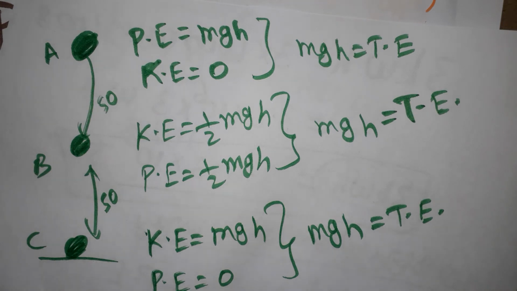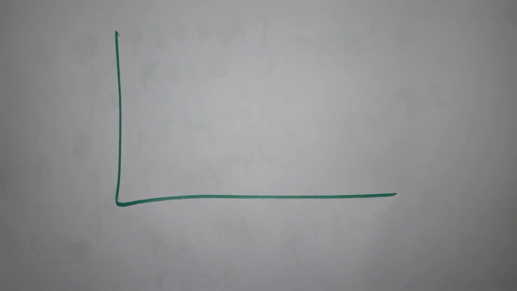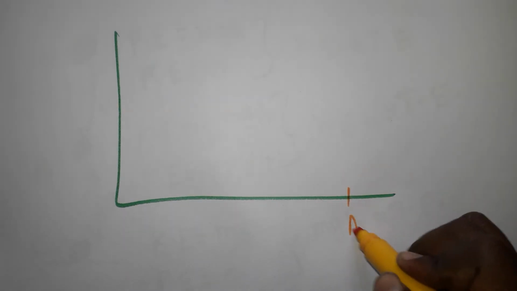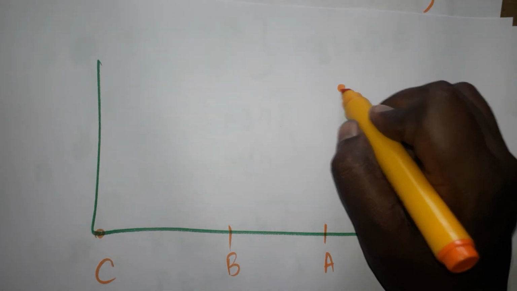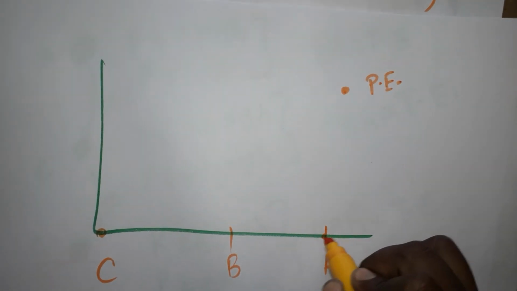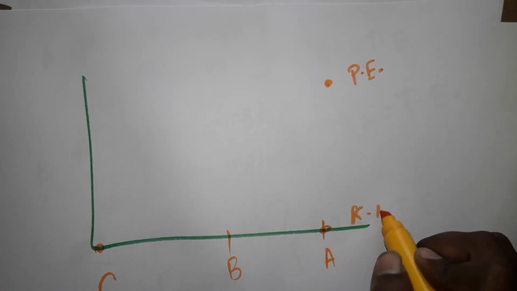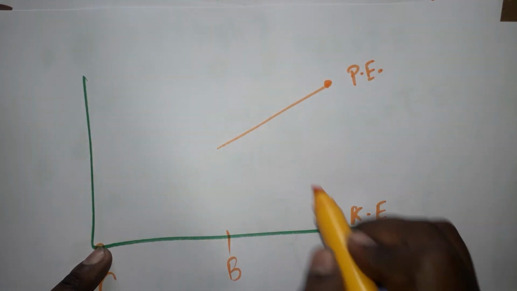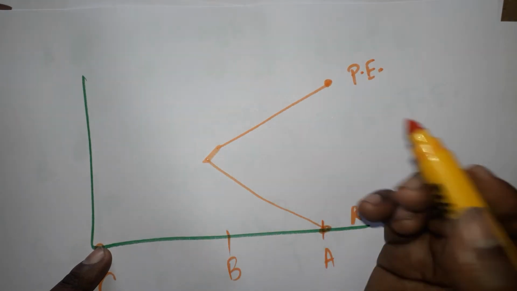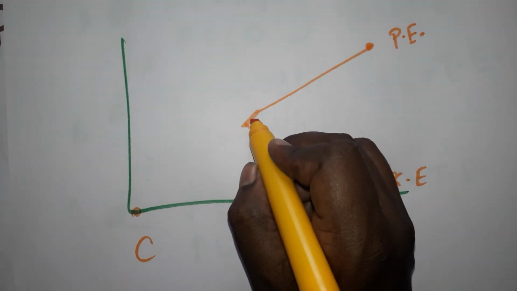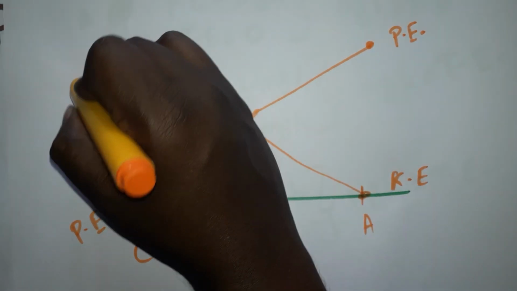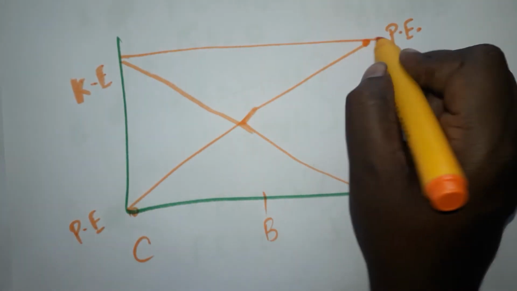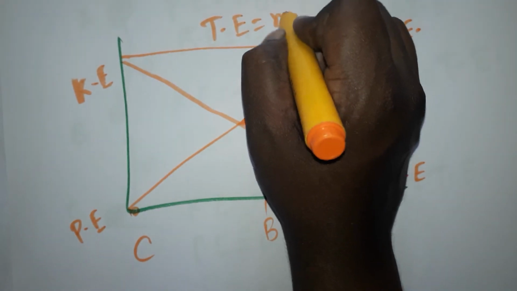So I'll draw one graph. Here I have taken three points: A, B, C. At point A, potential energy is maximum, kinetic energy is minimum. When it comes to B, potential energy is decreasing, kinetic energy is increasing. When it comes to C, potential energy will be 0, kinetic energy will be maximum. So total energy will be constant, which is going to be mgh.